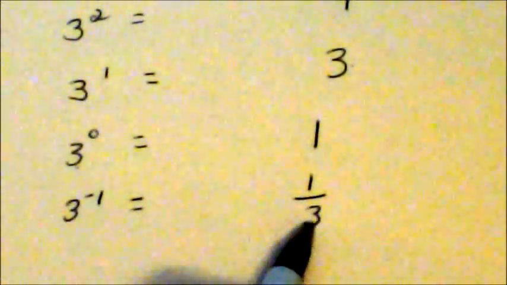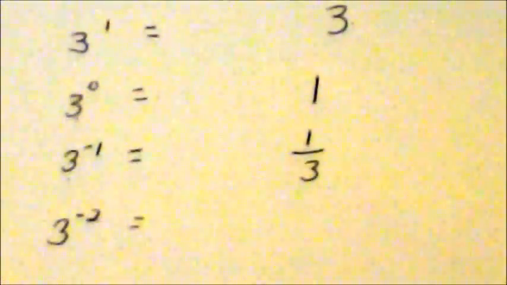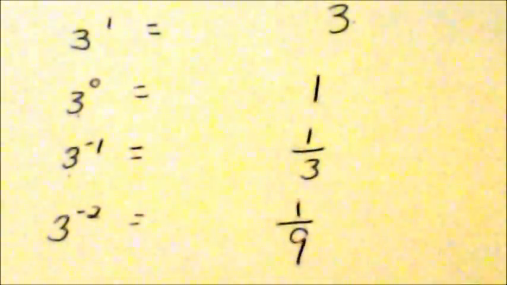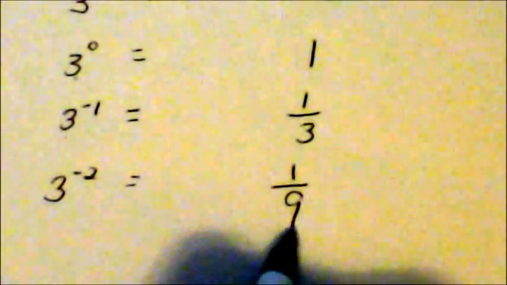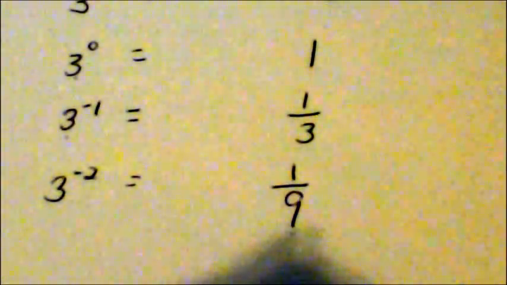Okay? Keep the pattern going. 3 to the negative 1. 1 divided by 3 is 1/3. See, our bottom number is just 3 to the 1st power. 3 to the negative 2 is going to be 1/9. 3 squared is 9. Okay? That's what your study guide is talking about.